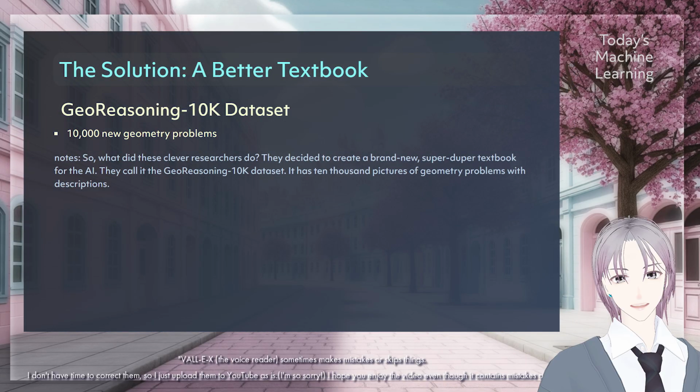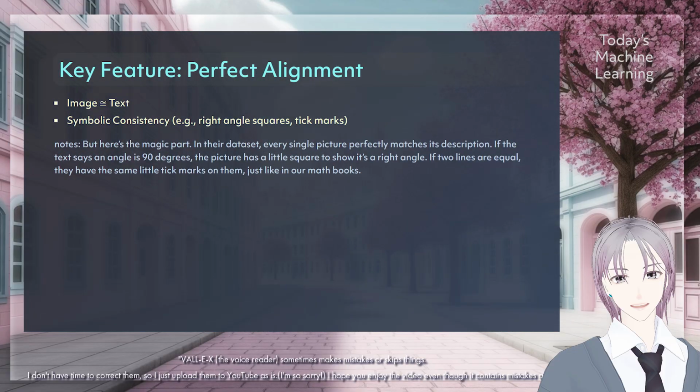So what did these clever researchers do? They decided to create a brand new, super duper textbook for the AI. They call it the GENERALIZABLE Dataset. It has 10,000 pictures of geometry problems with descriptions. But here's the magic part. In their dataset, every single picture perfectly matches its description. If the text says an angle is 90 degrees, the picture has a little square to show it's a right angle. If two lines are equal, they have the same little tick marks on them. Just like in our math books.